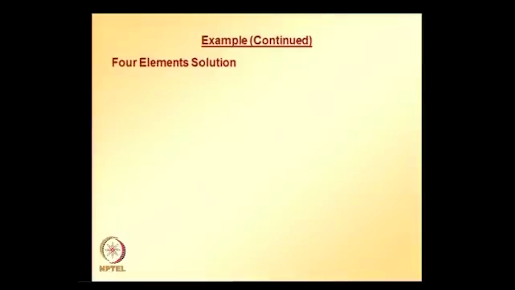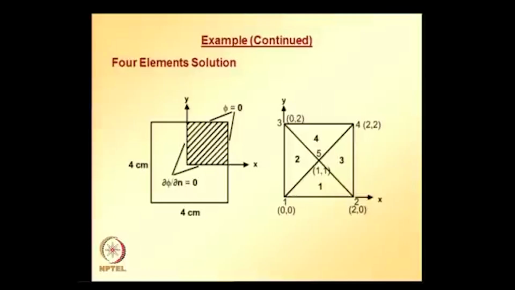So, now let us take the quarter model and discretize that using 4 linear triangle elements. The discretization is shown with element numbers 1, 2, 3, 4, and also nodes are numbered and corresponding coordinates in xy coordinate system for each of the nodes is indicated. So, element 1 comprises of nodes 1, 2, 5, element 2 comprises of 1, 5, 3, element 3 comprises of 2, 5, 4, element 4 comprises of 3, 5, 4.